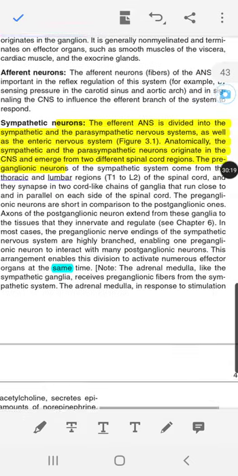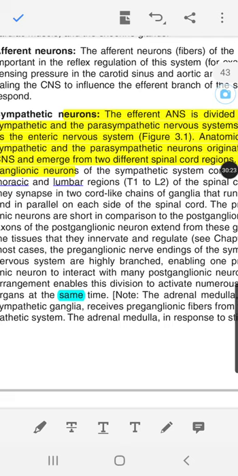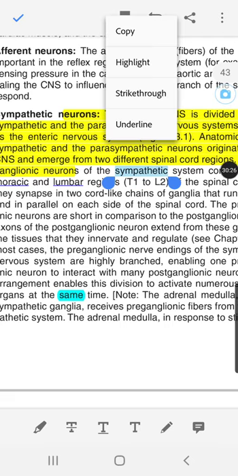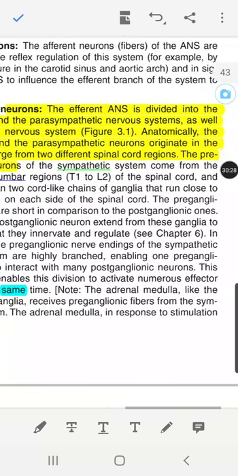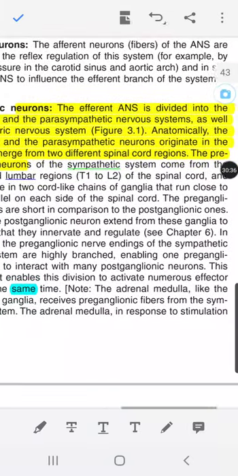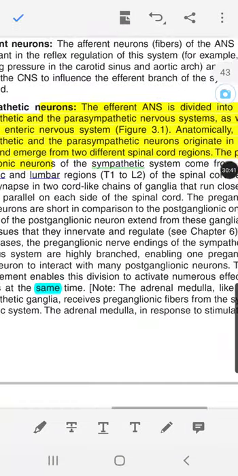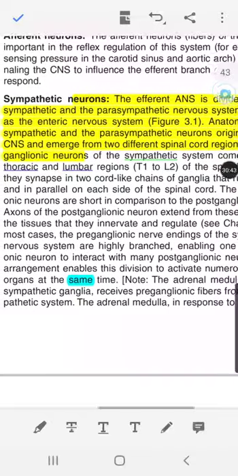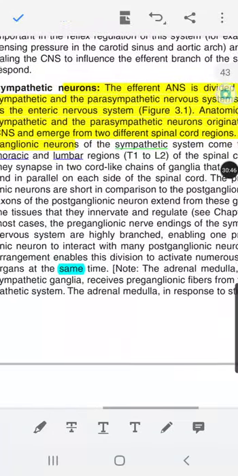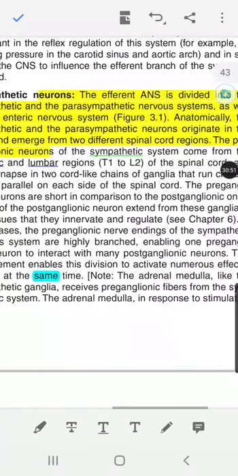The sympathetic system comes from the thoracic and lumbar region, T1 to L2. So you have to learn the origin of the sympathetic system, the spinal cord, and they synapse in two cord-like chains of ganglia that run close and parallel on each side of the spinal cord. The preganglionic neurons are short in comparison to the postganglionic ones. This is a very important line.